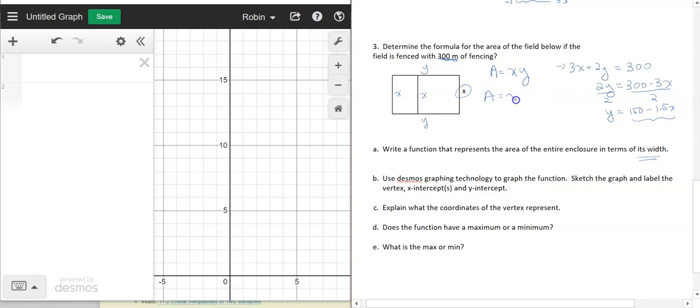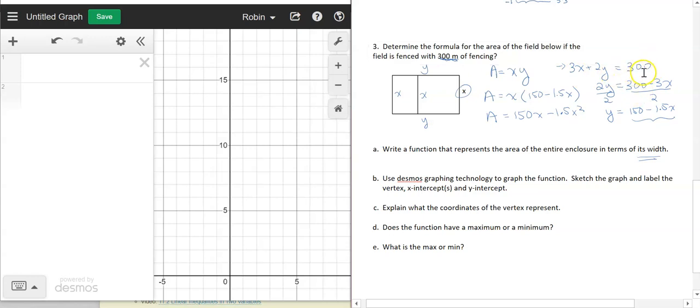So area is going to be x multiplied by 150 minus 1.5x. Or if I multiply the x in, I can leave it like that, or I can multiply it in. I get 150x minus 1.5x squared. Okay, so now I have my quadratic equation to represent the area in terms of x, given I have 300 meters of fencing.